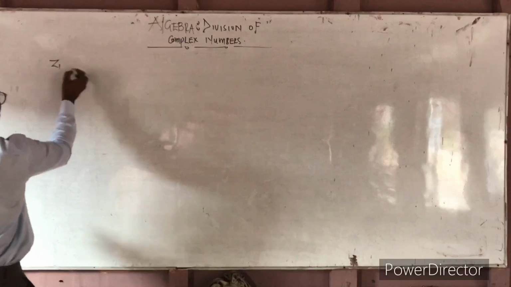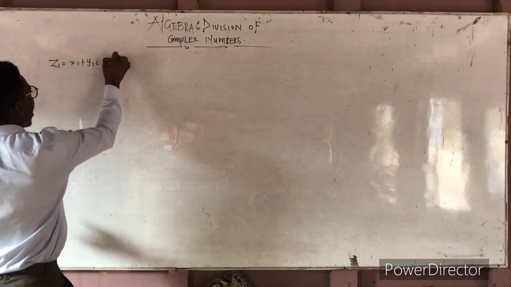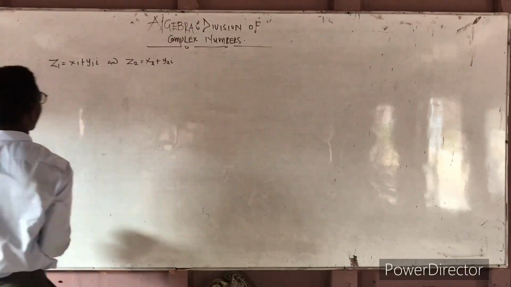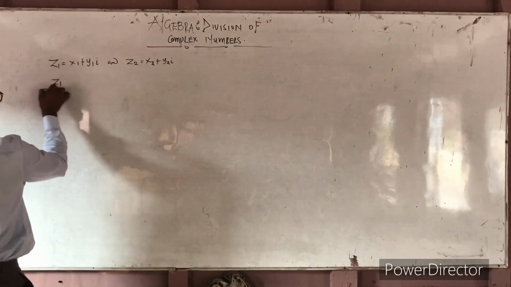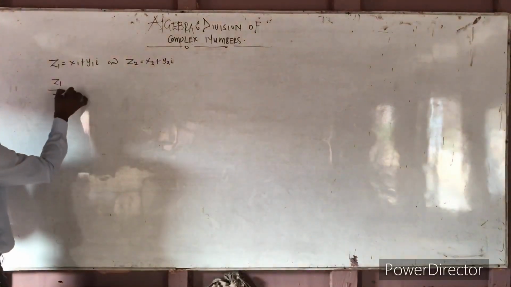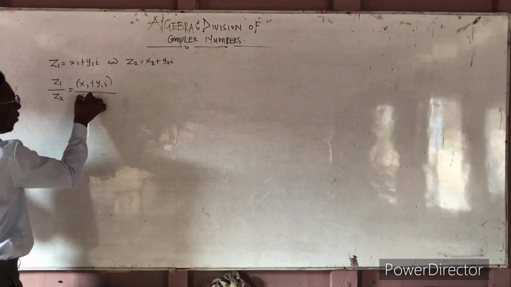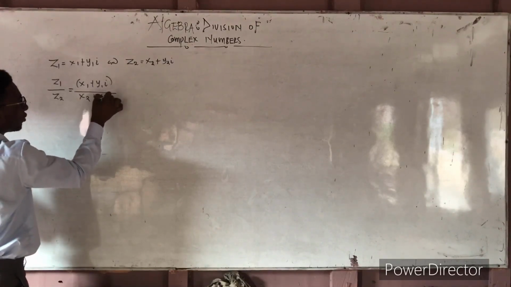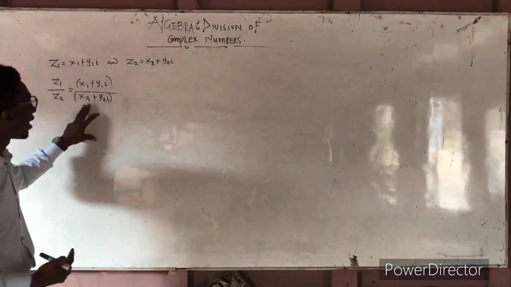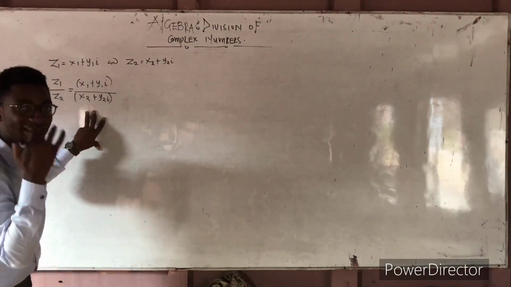z1 as x1 plus y1i, and z2 as x2 plus y2i. And we are asked to find z1 on z2. Now with this, z1 on z2 is simply x1 plus y1i divided by x2 plus y2i. Now we need to simplify this to get the real part, and we also need to simplify to get the imaginary part.